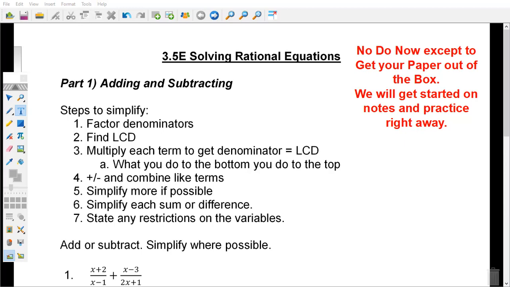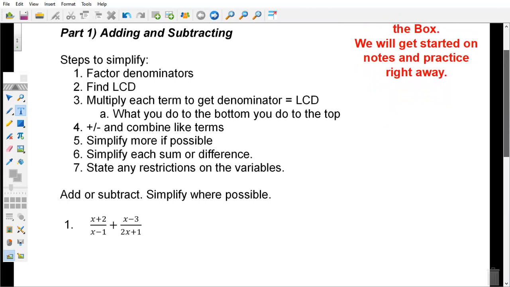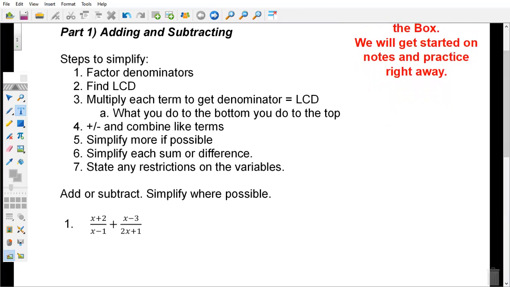Okay. So starting off, we're going to start with part one. Part one is adding and subtracting. So when you are adding and subtracting, just like with any other fraction, they need to have a what? Common denominators, right? In order to add and subtract fractions, they have to have a common denominator, okay?